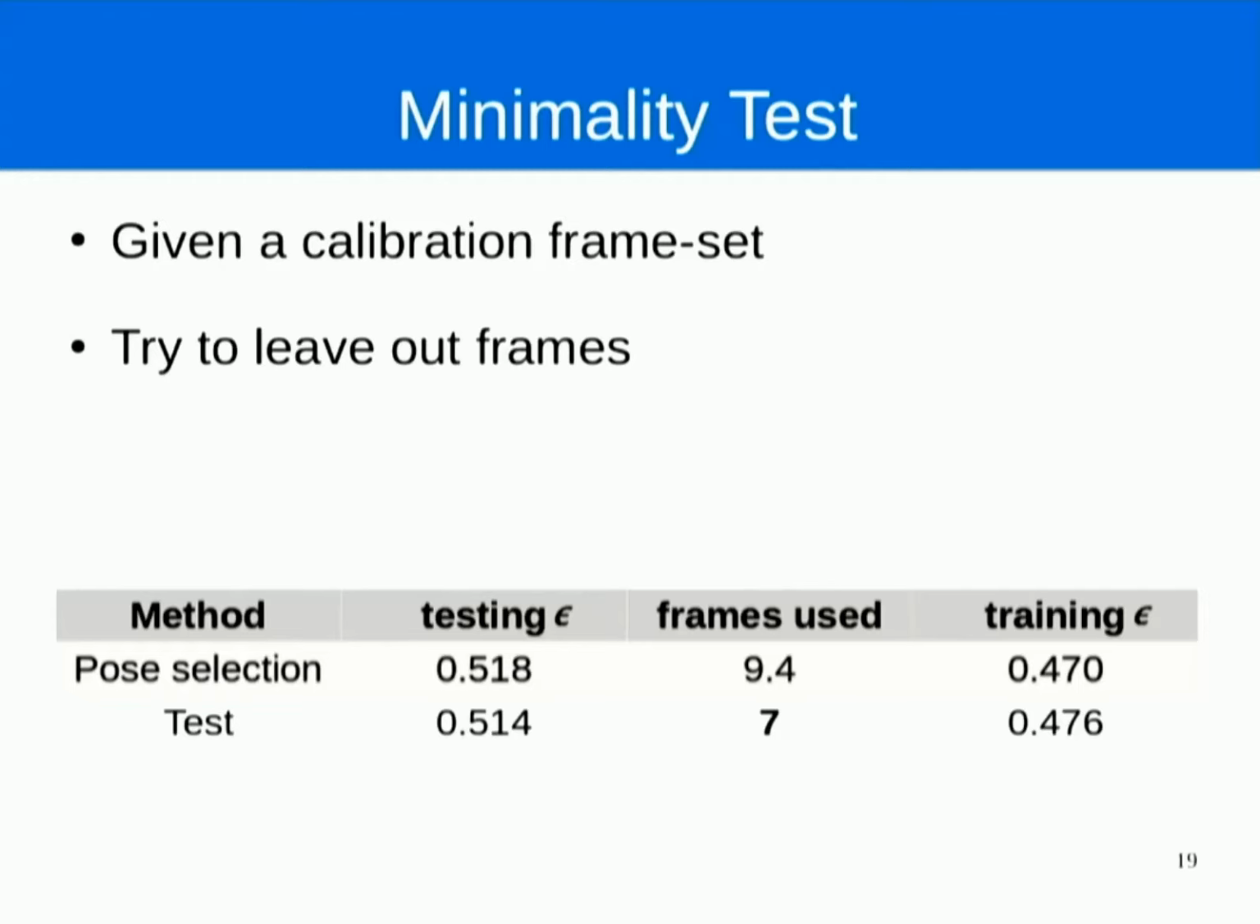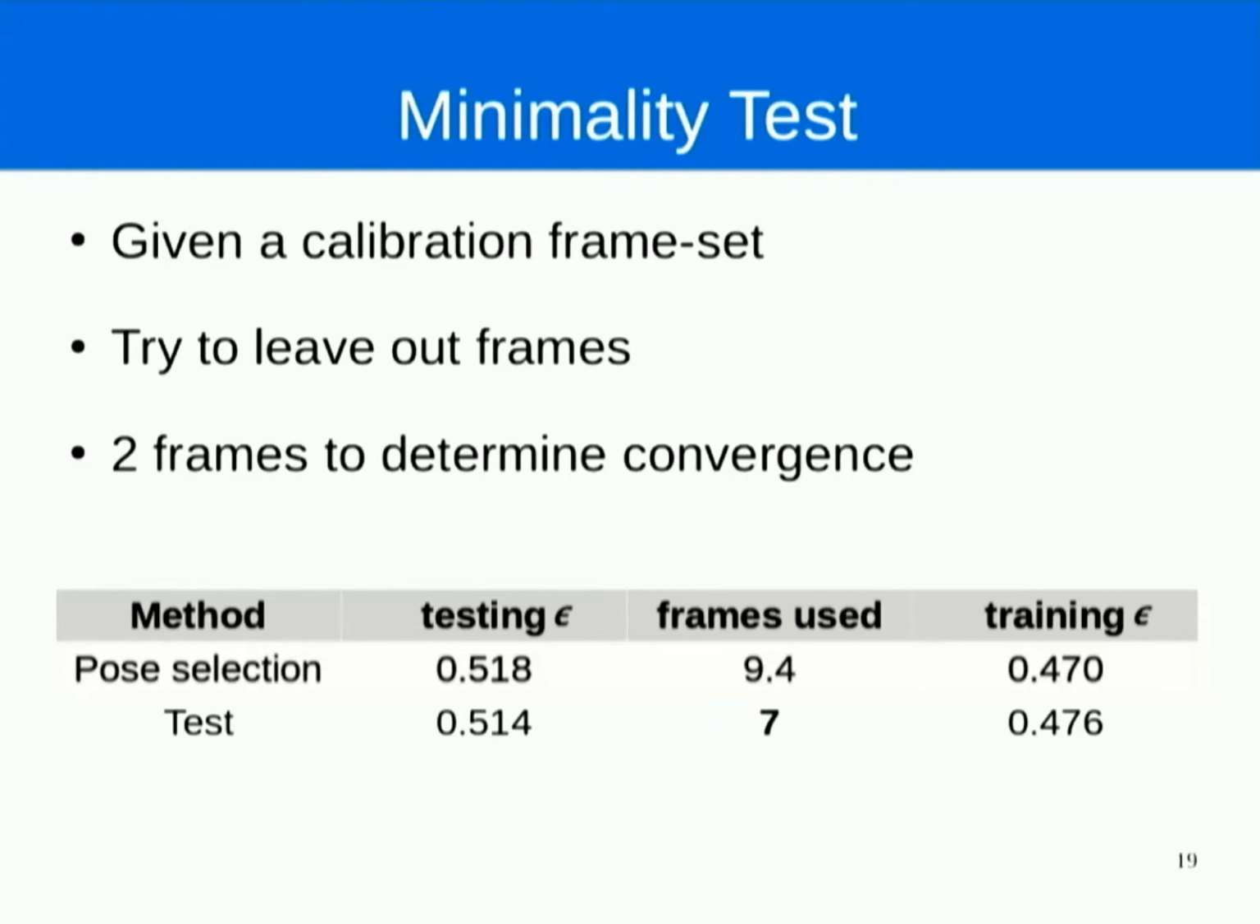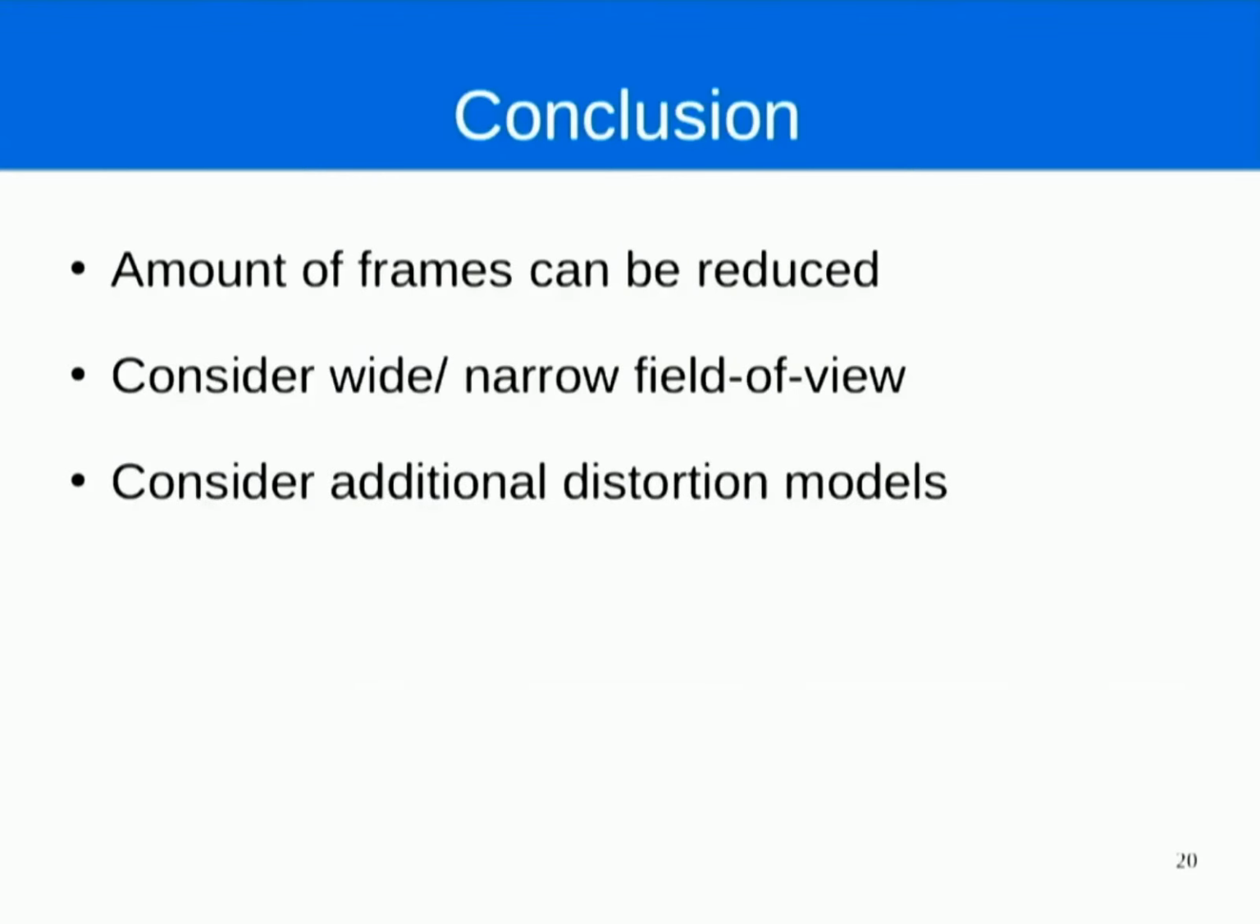This seems like we are doing lots of redundant work, but one explanation for this is that we require 2 additional frames to determine convergence. Our convergence criterion is that the uncertainty doesn't reduce further. So once we have converged, we actually need 1 more frame to determine that we didn't improve. So this leads me to the conclusion. First of all, the number of frames can probably be reduced by using some more clever convergence criteria.